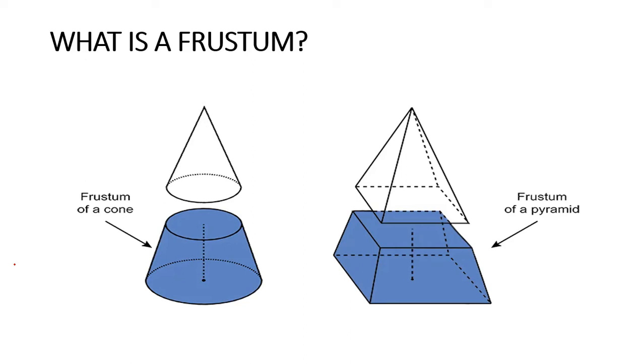What is a frustum? A frustum is what remains after a cone or a pyramid has been cut. As you can see here, this was a full pyramid, a full cone, which has been cut somewhere. The top part has been removed, and what remains at the bottom is what we call a frustum. The same applies to a pyramid. When a pyramid has been cut, what remains at the bottom is what we call a frustum.